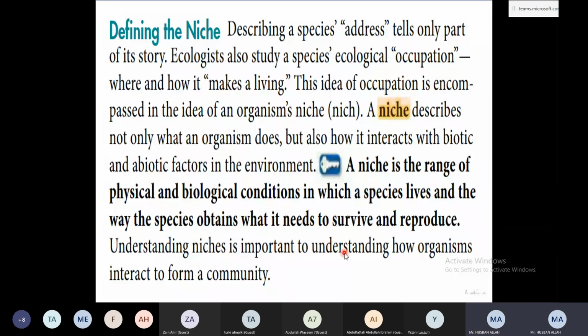Understanding niches is important to understanding how organisms interact to form communities. If you are going to understand niches, it is important to understand how the organisms interact to form a community. Interaction means how they are interacting with the organisms, living and non-living. The organisms mean the biotic factors, and the non-living things are the abiotic factors. So the interaction with the biotic factors and the interaction with the abiotic factors. Clear?